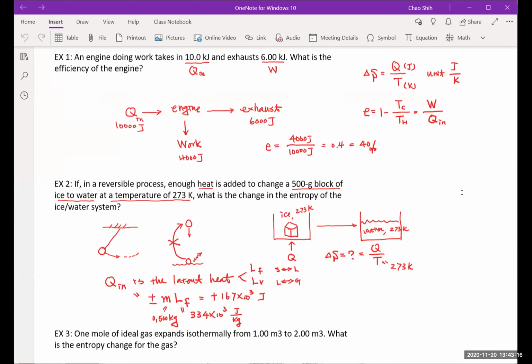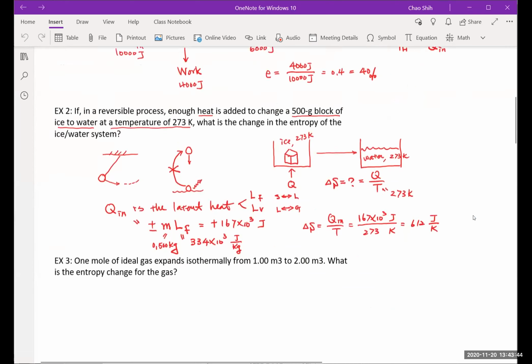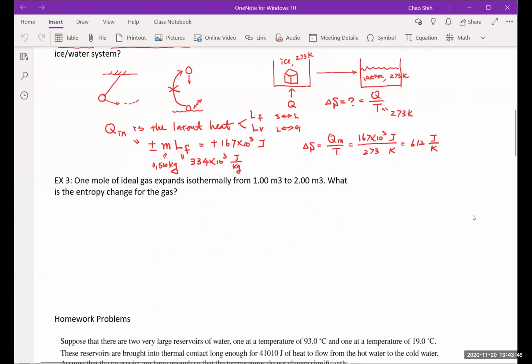All right, once you have this, then we can calculate the delta S, right? Delta S is equal to Q in over T, and this is 167 times 10 to the 3 joule over 273 Kelvin. And that will give you the result. 612 joule per K is the change of the entropy. Okay, so that is one example to show you how to do the change of entropy.